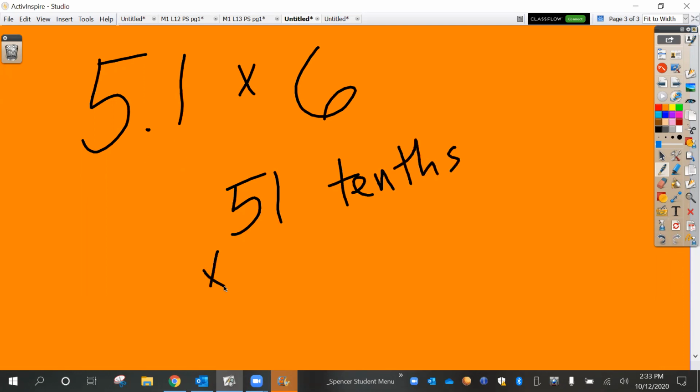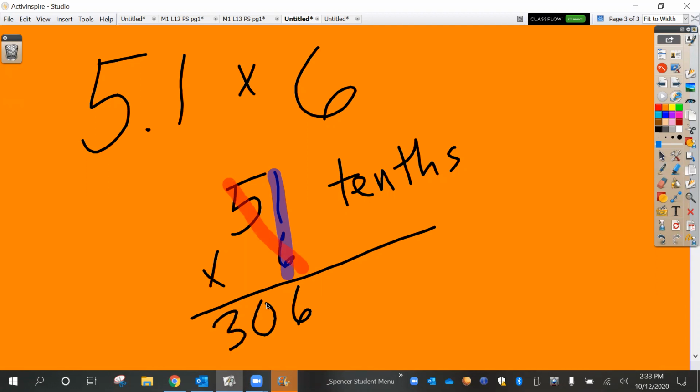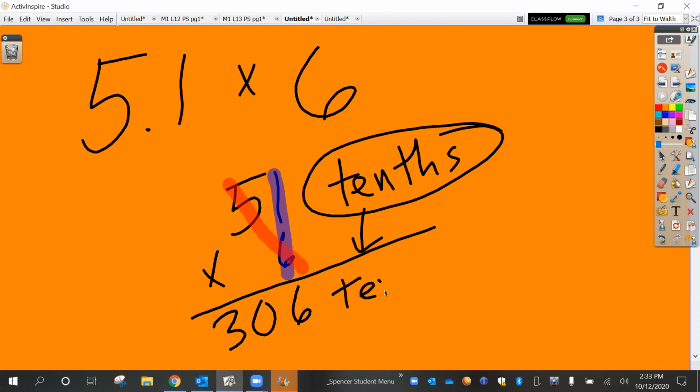And then we're going to multiply it by 6. So now we're seeing something that we worked with in 4th grade. Well, we do 6 times 1 first. Well, that would be 6. And then we do 6 times 5 tenths, which would be 30 tenths, or 306. But remember, our unit needs to come down, so we're having 306 tenths.